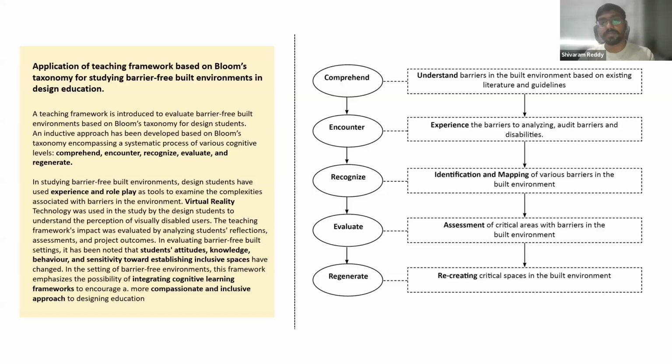And in the second stage, when we talk about encounter, this is the key stage where the students or the learners are supposed to experience the barriers, to analyze and audit these barriers and special abilities or disabilities that the other users have. And then the next step, which is recognizing, the third step of the entire framework, is more like identification and mapping of various barriers in the built environment, in which the students start applying the knowledge gained in the first two steps.